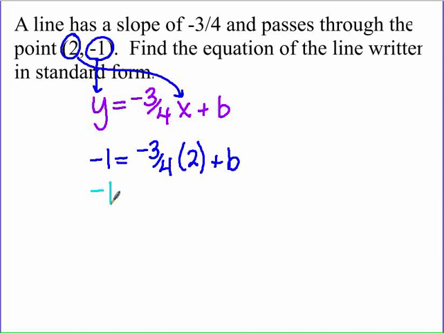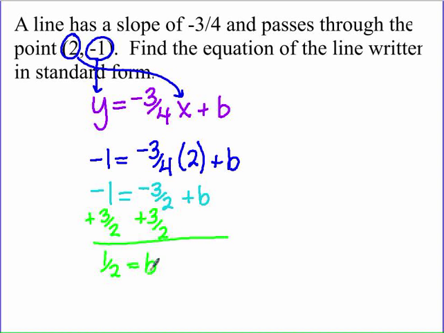So I take -3/4 times 2, which is -3/2. Okay, some of you are wondering, it's -6/4, but I reduced it down. And then last but not least, what do you need to do? I need to add 3/2 to both sides. So what is -1 plus 3/2? 1/2. Okay, so that's what b is. And so now I'm going to go ahead and substitute that into the equation. So y = -3/4 x + 1/2.